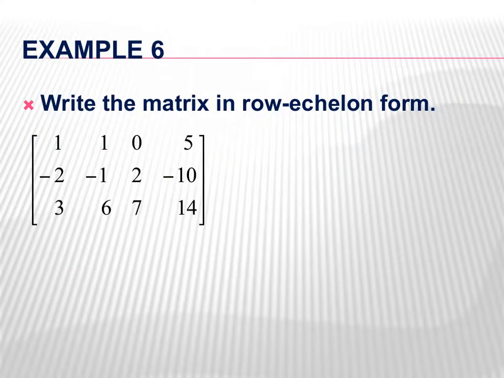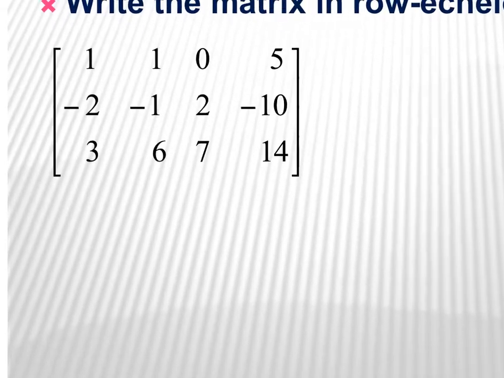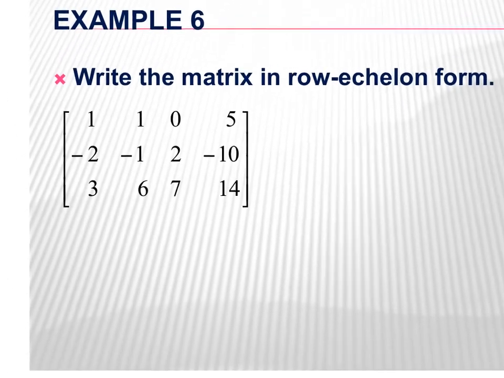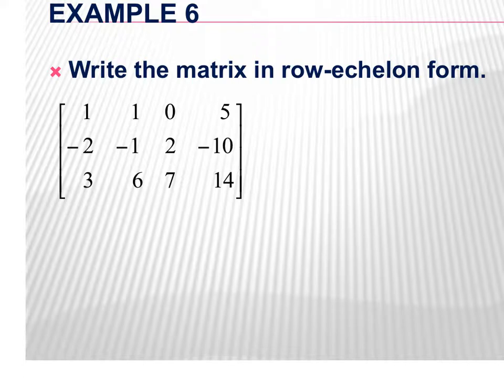Okay, so now we're going to work our way through row echelon form. So we are taking a matrix and we are getting it into row echelon form. Not reduced row, just row. So our goal here is to get a diagonal of ones and zeros underneath.